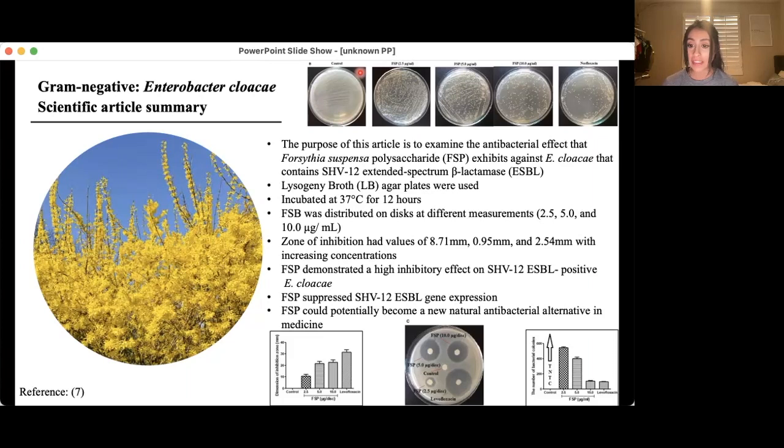enzyme that Enterobacter cloacae produces, which is huge because this enzyme is what makes it resistant to antibiotics, which is a big problem we're dealing with because soon every single bacteria will be resistant to antibiotics. So finding out that FSP is able to inhibit the growth, I think it's amazing.